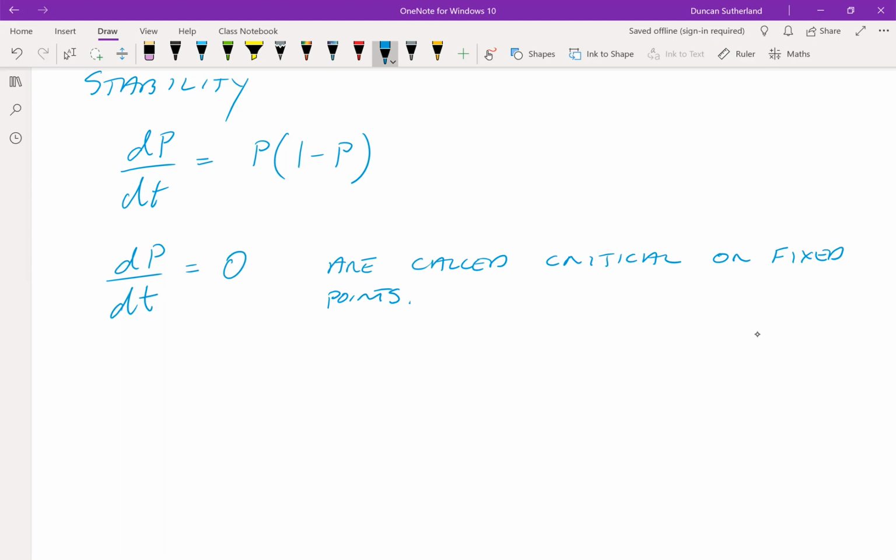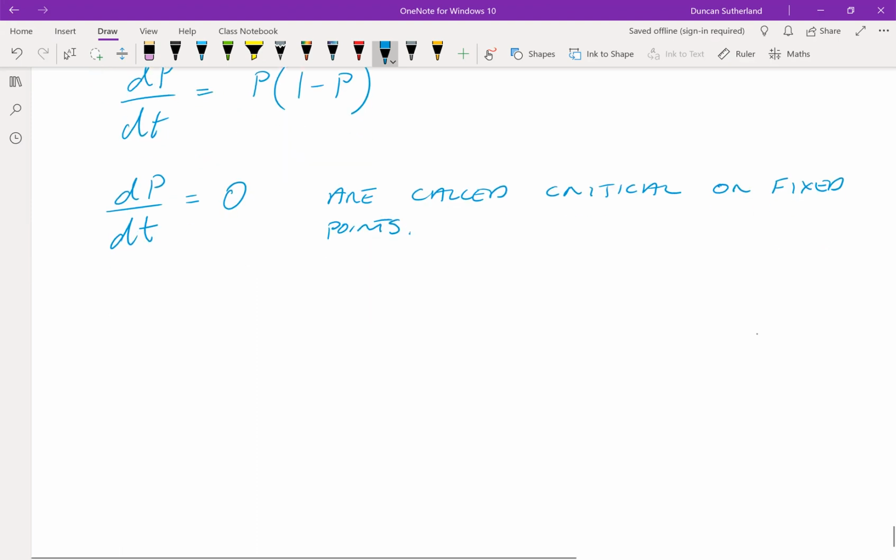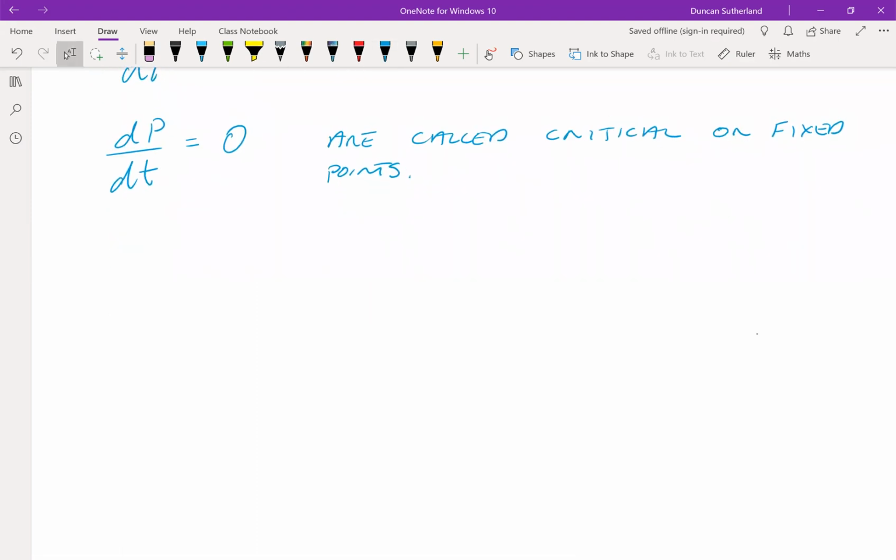If you're at a fixed point, you can never move because your derivative is 0, there's no change, and you never move off that point. What's interesting is to see the long-term behavior of solutions which begin near critical points.